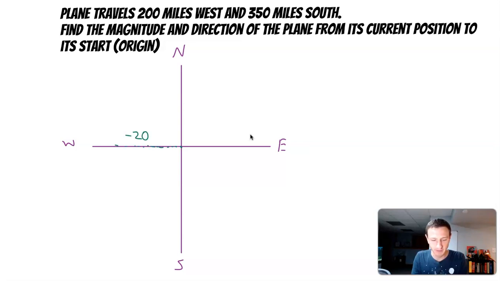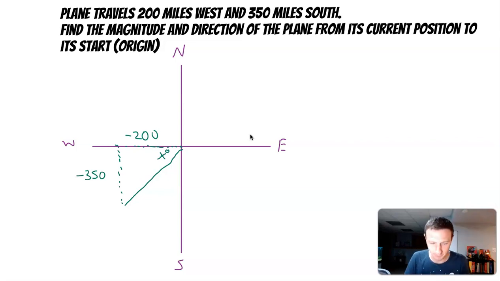That's going to be negative 200 because we're going west. And then we are going 350 miles south, so it's going to be negative 350 because we're going south. And we want to find the magnitude and the direction. And what we mean by direction is the degree amount, so this value right here, x degrees, whatever that's going to be.